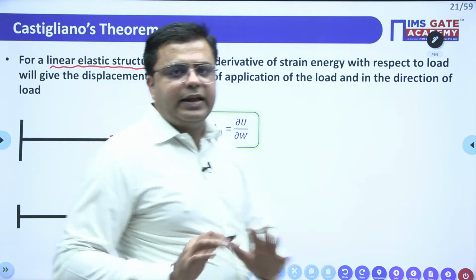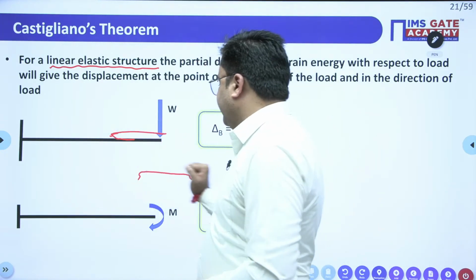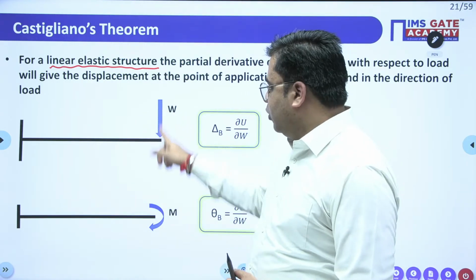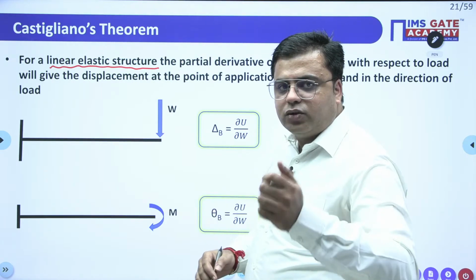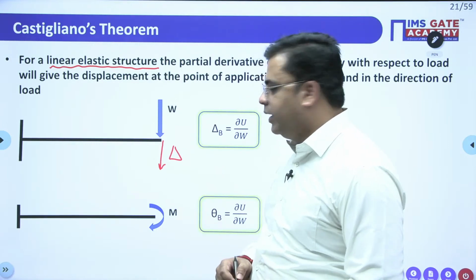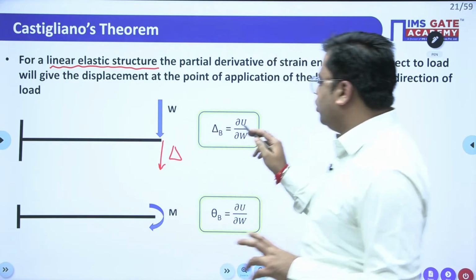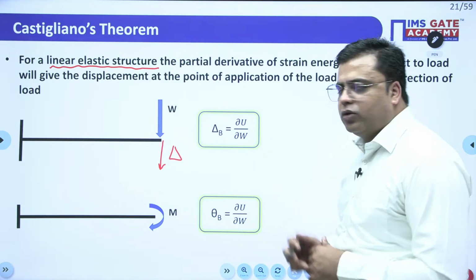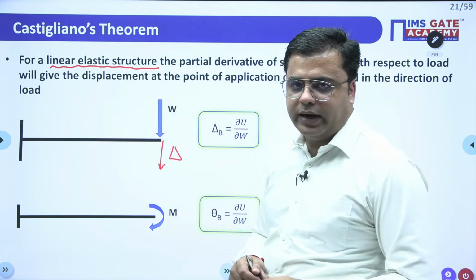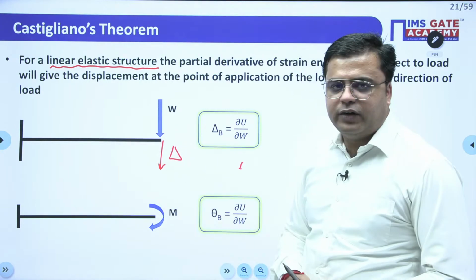Just to make it easy, what Castigliano's theorem does is, if you know the strain energy of the medium, for this beam, suppose a load W is applied, and you are asked to calculate the displacement due to this load W. What you will do is partially differentiate the total strain energy of the medium with respect to this load W, and you will directly get the deflection due to this load W, right? Obviously, this load is a point load, so it is going to give us this deflection delta, correct?